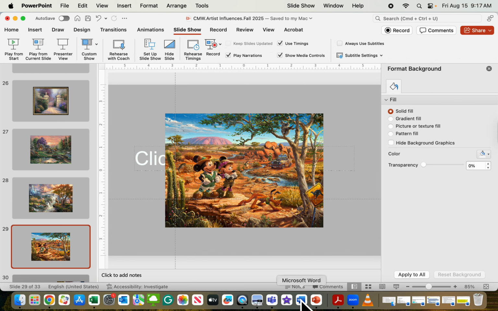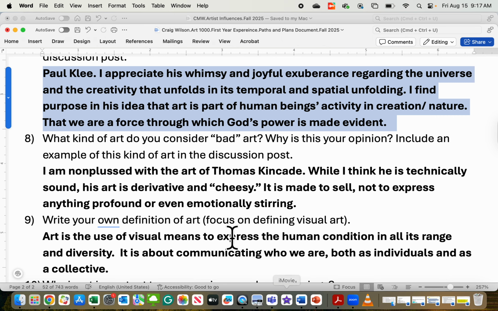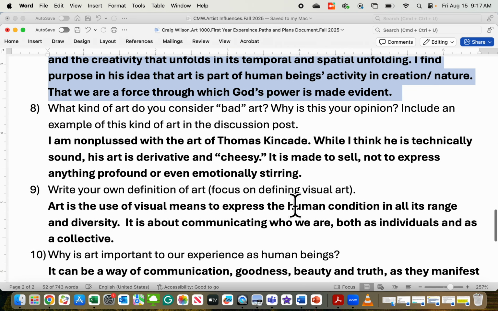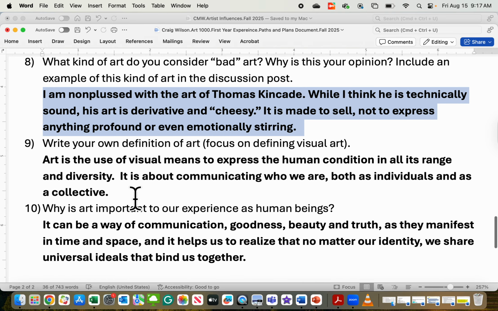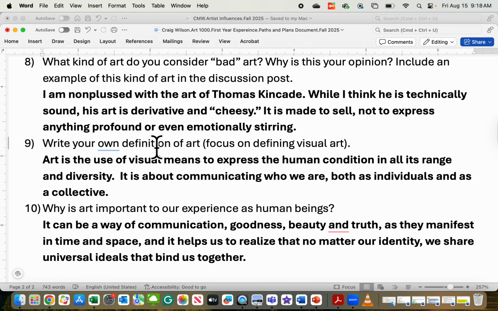It's still art, it's just not something that speaks to me. So there's my answer to the Thomas Kincaid question. The last two questions have to do with your definition of art and why you think it's important.